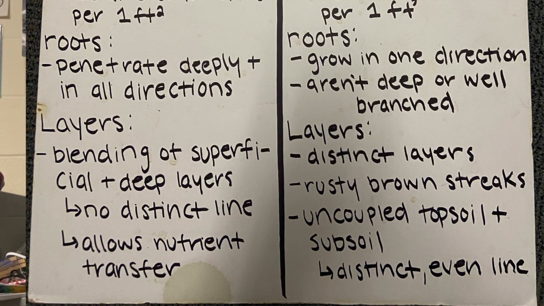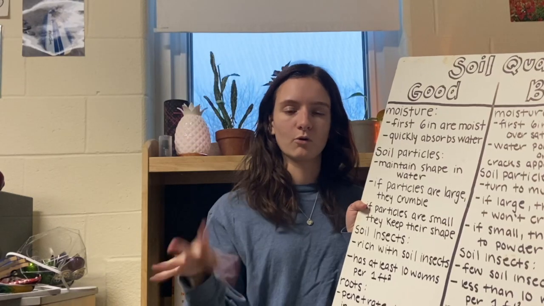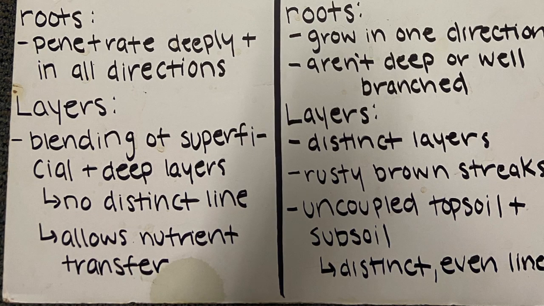And roots will penetrate deeply in all different directions. They will spread out rather than just grow down, and that way when they spread out more, the plant can grow more and get bigger. And the soil will have different layers. They will be deep, and they won't be a super distinct line. They'll just be kind of all mixed throughout.